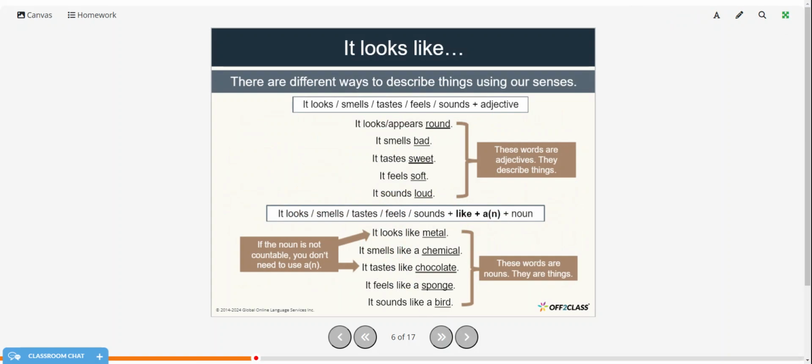Nouns are things. And if the noun is not countable, then you don't need to use a or an. Sorry, let me start that again. It looks like metal, it smells like a chemical, it tastes like chocolate, it feels like a sponge, and it sounds like a bird. So metal and chocolate are non-count nouns, so we don't use the a or the an, but chemical, sponge, and bird are all countable, so we have to use a for those.